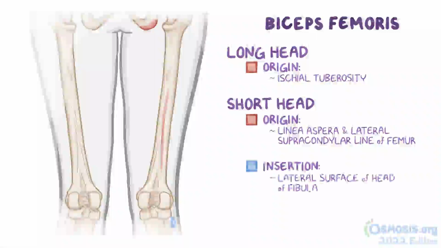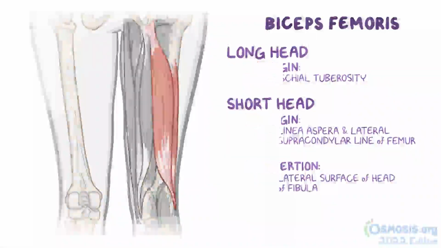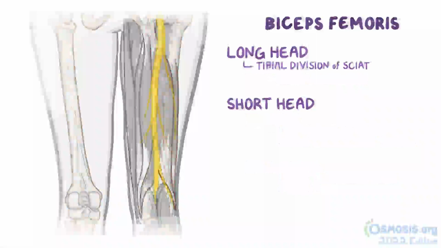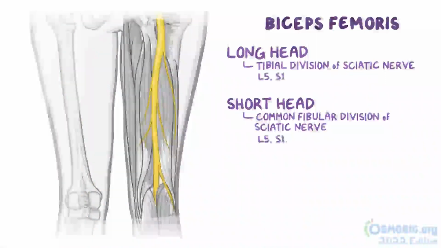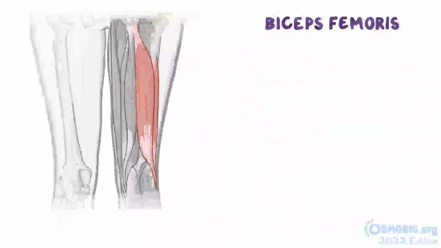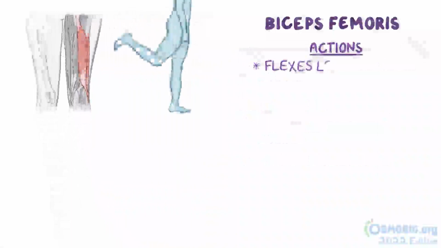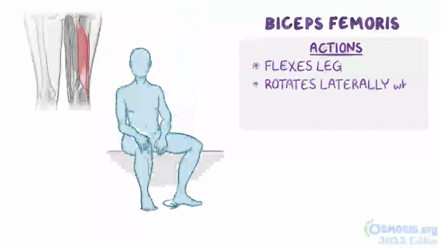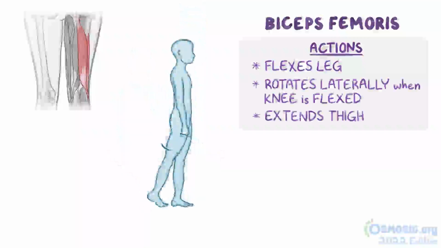The long head of the biceps is supplied by the tibial division of the sciatic nerve, while its short head is supplied by the common fibular division of the sciatic nerve, with both being from L5, S1, and S2, and the profunda femoris artery. The biceps flexes the leg and rotates it laterally when the knee is flexed, and additionally, it extends the thigh.